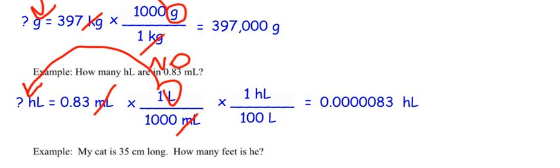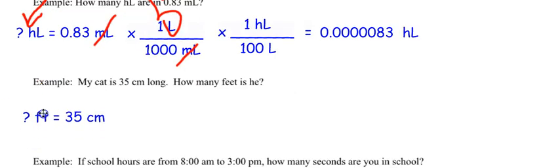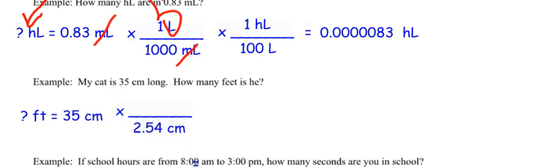All right, let's try the next one. My cat is 35 centimeters long. How many feet is he? All right, so let's go ahead and do that one. I'm putting my unknown equals my given. So everyone, what goes on the bottom now? You said centimeters. You are correct. And hopefully you know it is 2.54 centimeters equals 1 inch, right?